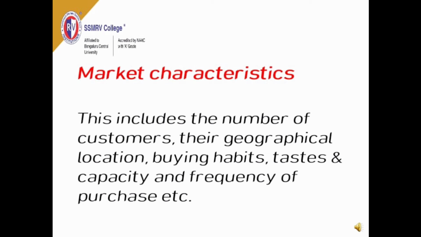Let us start with the first factor, that is marketing characteristics. This includes the number of customers, their geographical location, buying habits, taste and capacity, frequency of purchasing, etc. Direct channels suit businesses whose target audience lives in a geographically confined area, who require direct contact with the manufacturer and are not that frequent in repeating purchases. In case of customers being geographically dispersed, manufacturers are advised to use indirect channels.